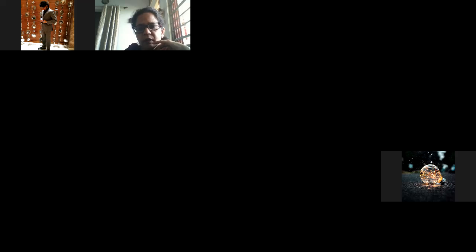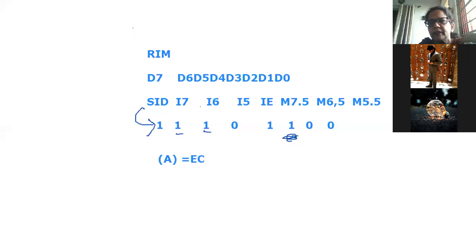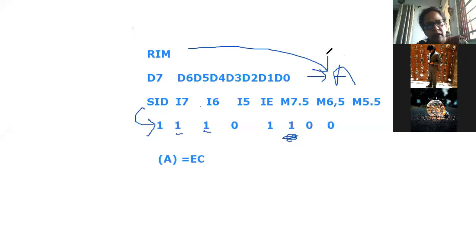Explain RIM again. Okay, now what is a RIM instruction? Read interrupt mask. That means you are reading the status of the interrupts. When you are reading the status of the interrupts, it is giving you the information about the interrupts, and it is also giving you the information about what the data is on the SID pin of the 8085. Again, in the accumulator, once you execute the RIM instruction, the data will automatically come into the accumulator. And depending upon the accumulator contents, you will analyze what the meaning of that is.